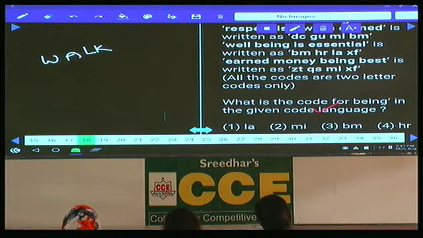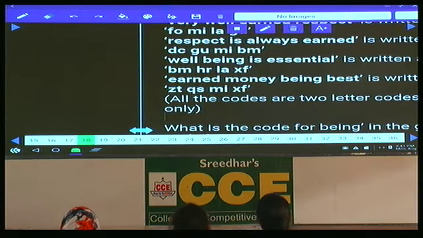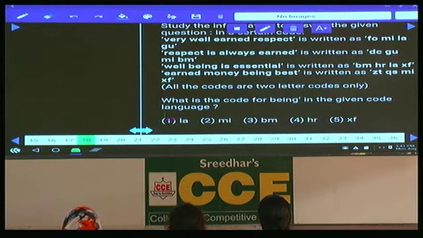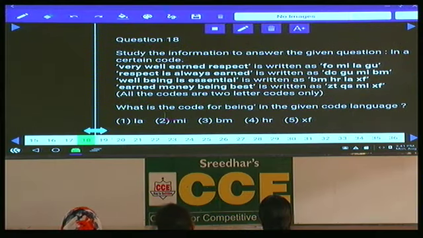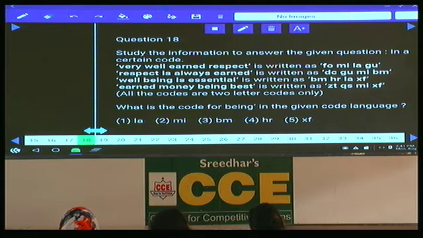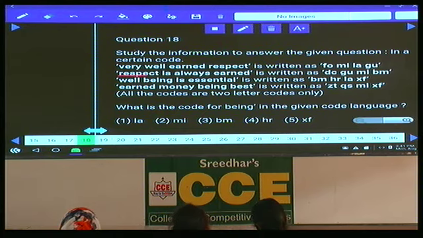Then question numbers 18 to 22. It is based on coding and decoding. Now in this coding and decoding, tell me what is the information we have? Very well, earned respect is written as, and so on. In total, we have 4 statements followed by their codes. Now if you compare the first one and the second, very well, earned respect. What are the words we have? Now respect and are the 2 words we have.